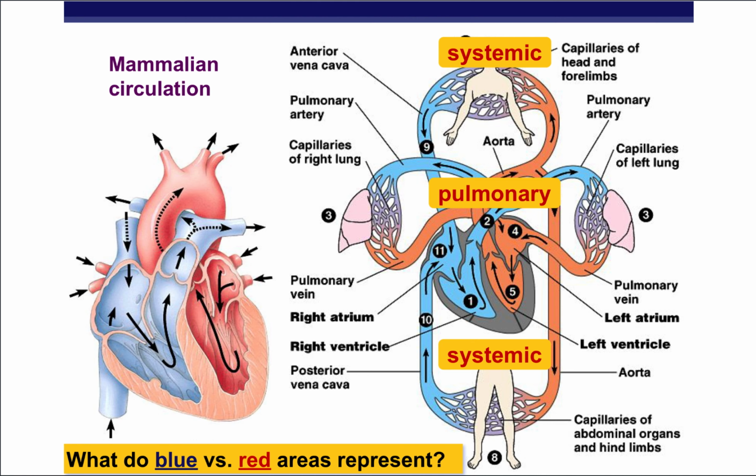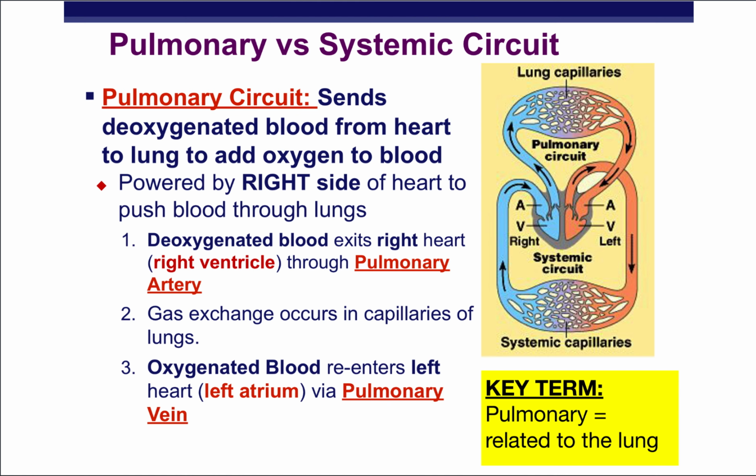Blue, again, reminding you, represents not having enough oxygen. Red represents having a lot of oxygen. But your blood isn't literally blue. Okay, so let's go over the two circuits. So the pulmonary circuit sends deoxygenated blood from the heart to the lung to get oxygen into your blood. Particularly, that part of the lung is the alveoli, but we'll go over that when we go over the lung stuff. So this is entirely powered by the right side of your heart.